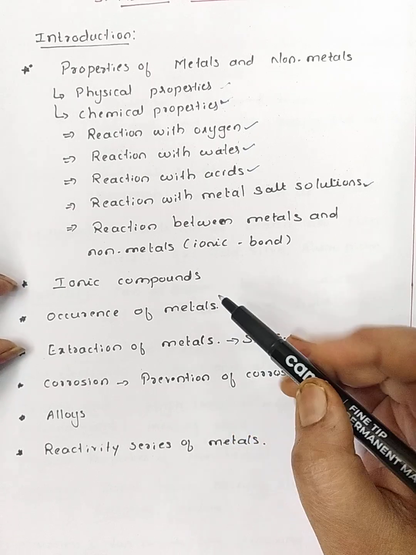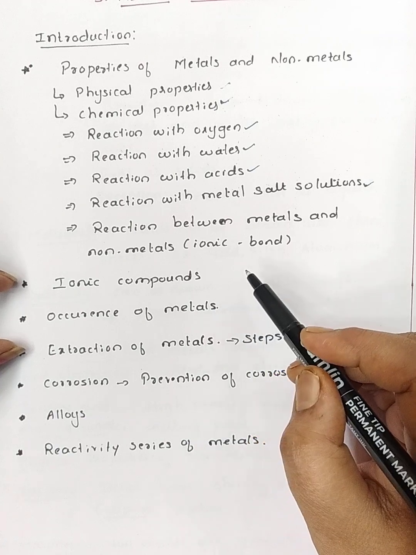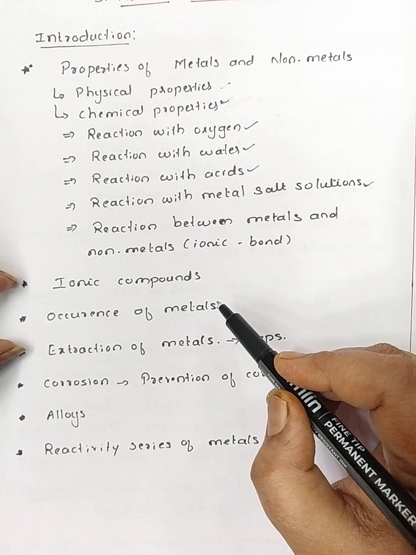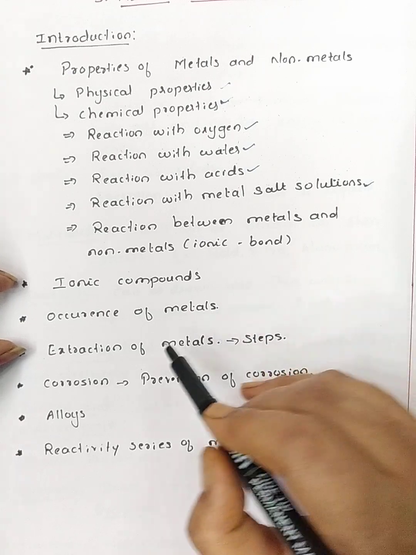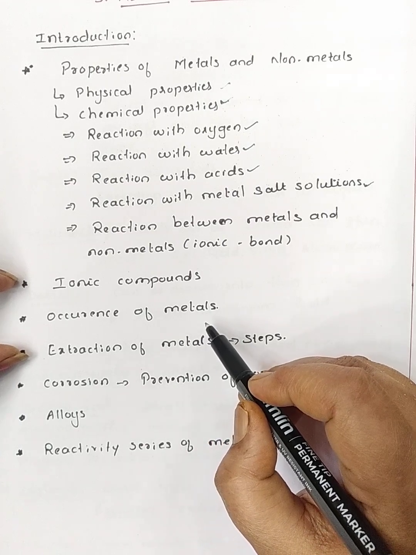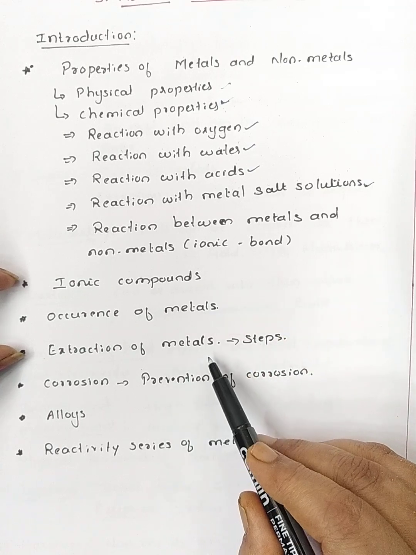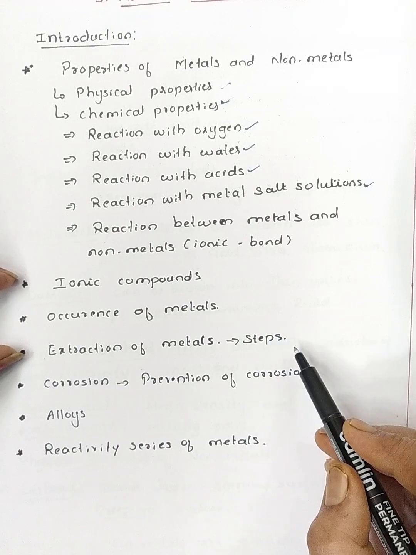Then the next topic is the occurrence of metals. Like oxygen and nitrogen gases, metals do not exist in the free state. They are mixed with some impurities. Where do they occur, and from where can we extract the metals? So we study the occurrence of metals and the extraction of metals. There are some steps, and we also study that.